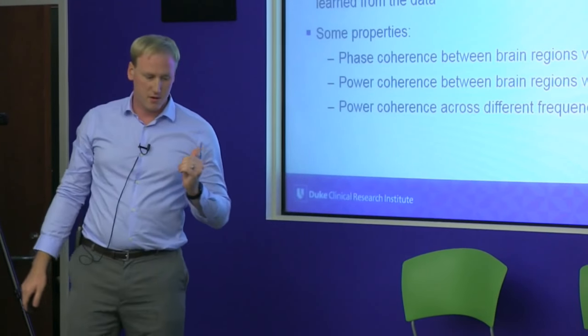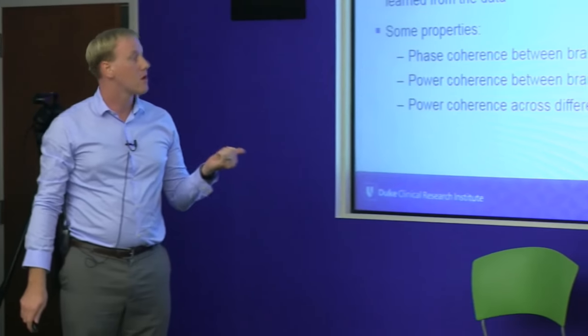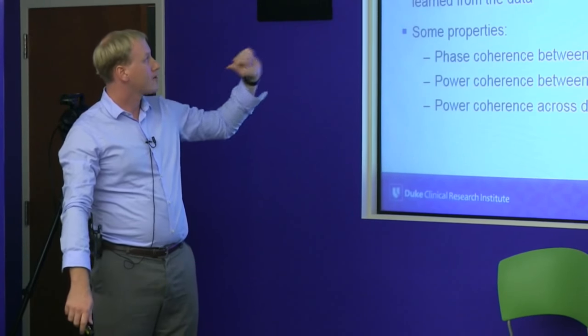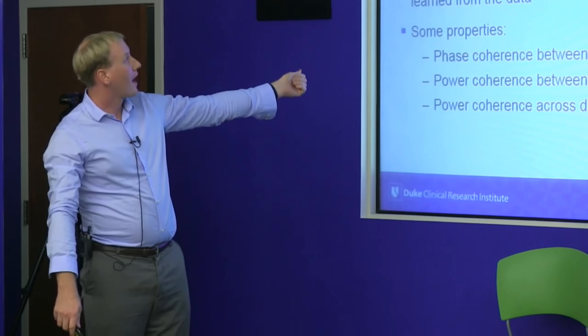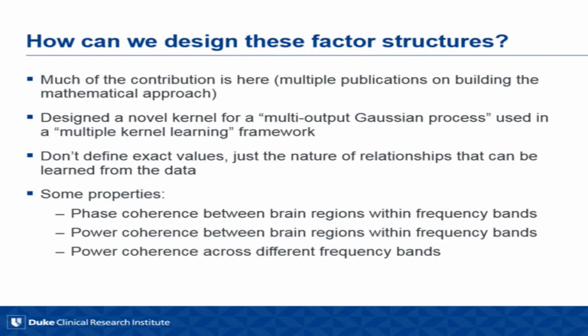And so for those of you that perhaps know some of the math, I will give one slide on what it's actually doing. How can we design these factor structures? In fact, a lot of my contribution isn't on this slide that I'm hiding. We have multiple publications on building the mathematical approach. Technically, it's something called a multi-output Gaussian process, and it's done through a multiple kernel learning framework in order to make this happen. And these are the same properties that I was telling you about before.